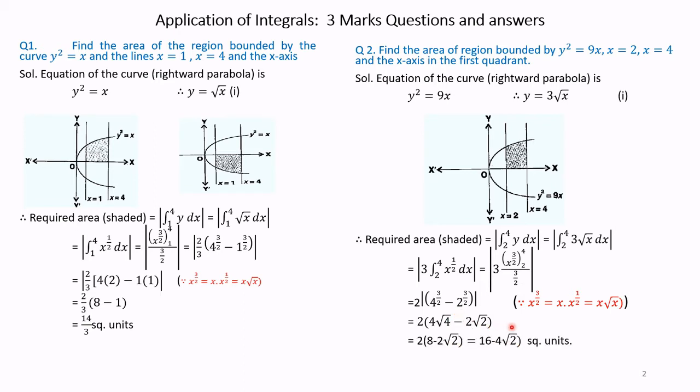So that becomes 2 into square root of 4, which is 2. 2 into 4 is 8. So this term becomes 8 minus 2 root 2. That is, the answer is 16: 2 into 8 is 16, minus 2 into root 2. This 2 is outside here.